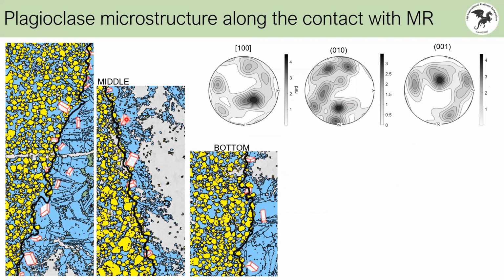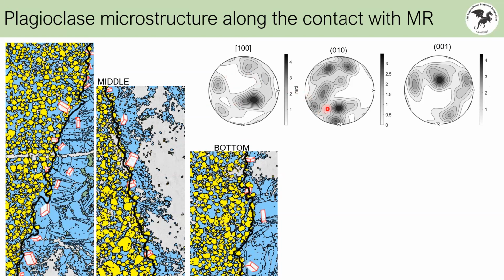These plagioclase, I guess, would have a small nucleation rate but fast growth. There is no particular preferable orientation of these grains. I split this image into three so you can see it better. I looked at just the plagioclase along the contacts.